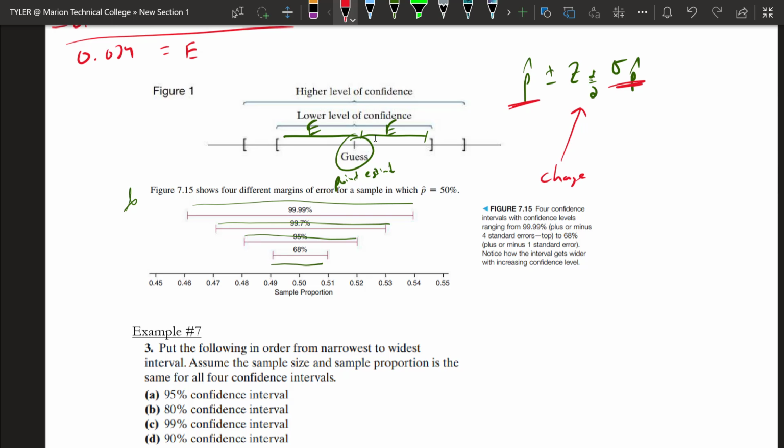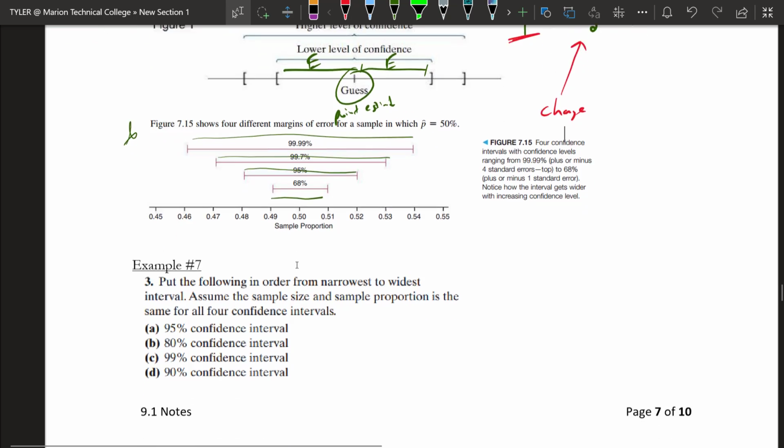And your z sub alpha divided by 2 is going to increase as your confidence level gets bigger because you're moving further away from the mean, right? So since that number is getting bigger, that's a multiplier, it's going to make your margin of error increase. So of course, when you add and subtract a larger number, it's going to make that interval wider, right? So that's kind of the rationale for that. That's an important concept to note.